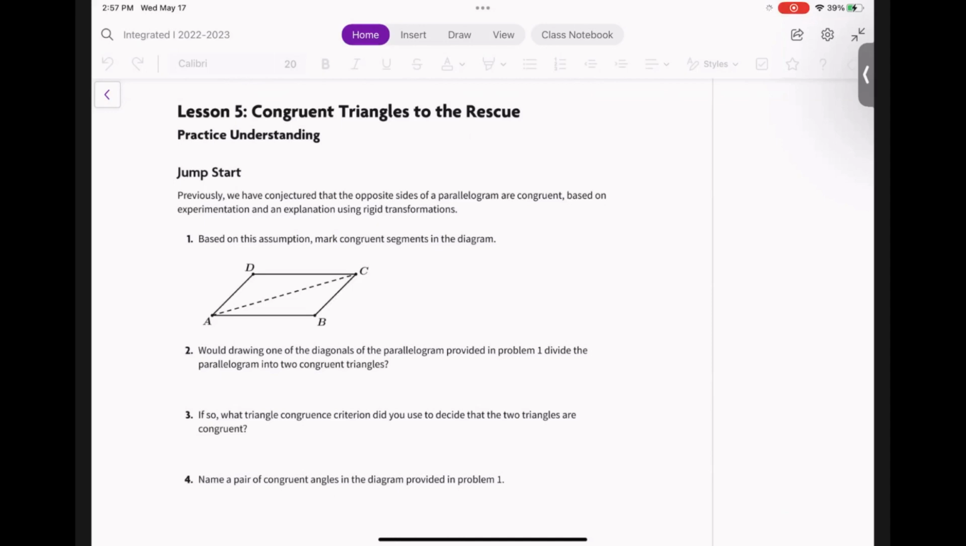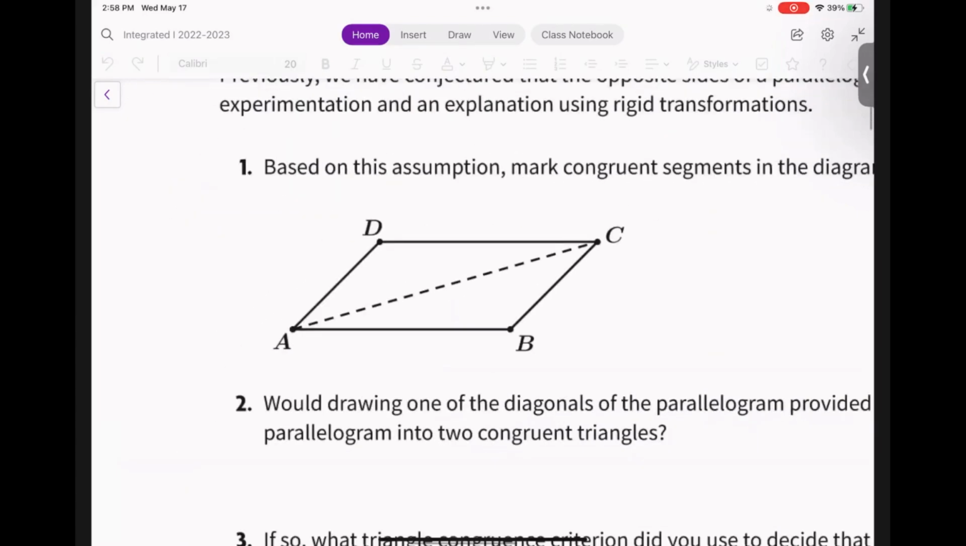So it says, jumpstart. Previously, we conjectured about the opposite sides of a parallelogram being congruent based on experimentation and an explanation on rigid transformations. Based on this assumption, mark congruent segments in the diagram. So we're just going off of opposite sides being congruent. So go ahead and mark on your diagram. So I'm going to mark this congruent to this and this congruent to this.